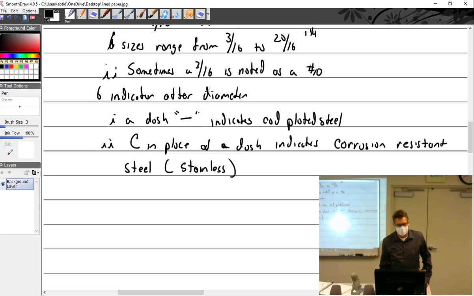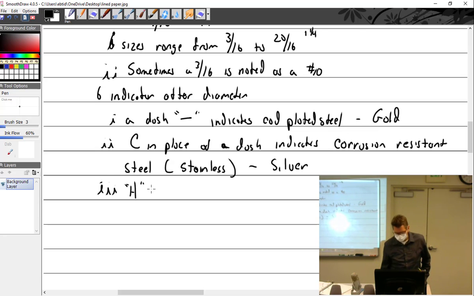So we're going to go with what should be. A dash is cad-plated steel. What color is that? Gold. A C in place of a dash indicates what color? Silver. And then, do I have something else here? Oh, yeah, an H.